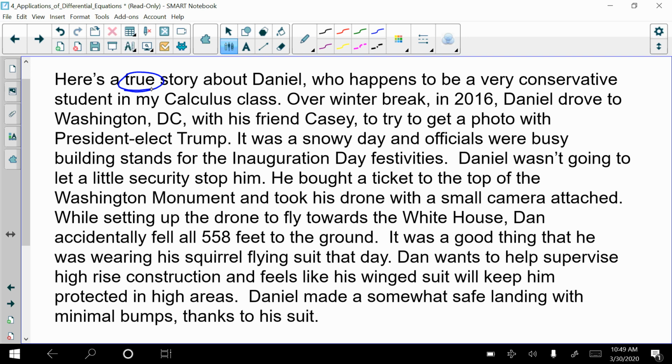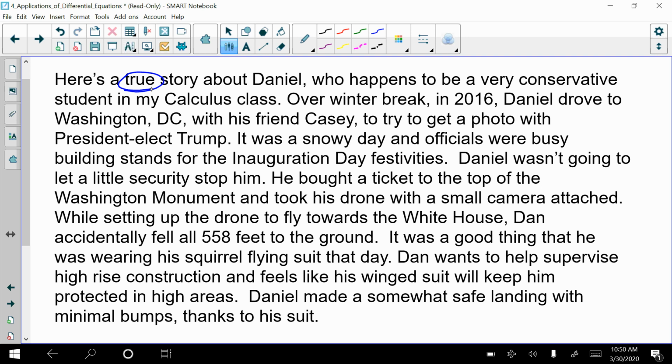It was a snowy day, and everybody was building all the stuff to get ready for the inauguration. And Daniel realized that he wasn't going to get close enough, so he decided to go to the top of the Washington Monument with a drone with a camera attached to it, and he wanted to fly the drone towards the White House or towards where the inauguration was taking place so that he could get his picture. But unfortunately, somehow, miraculously, he got to the outside of the Washington Monument and fell 558 feet to the ground.